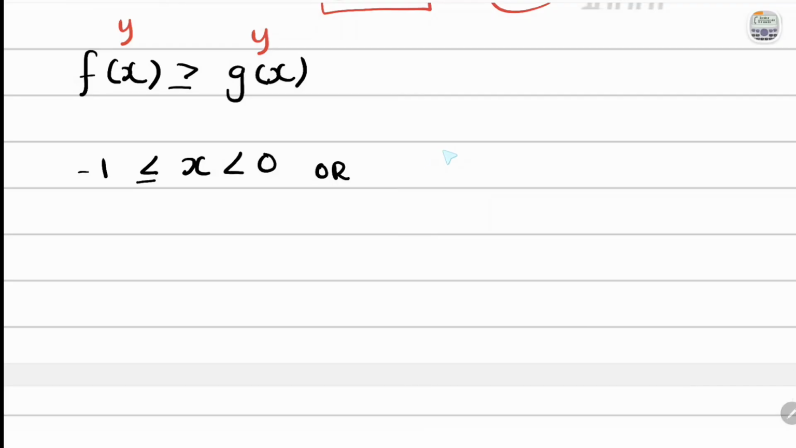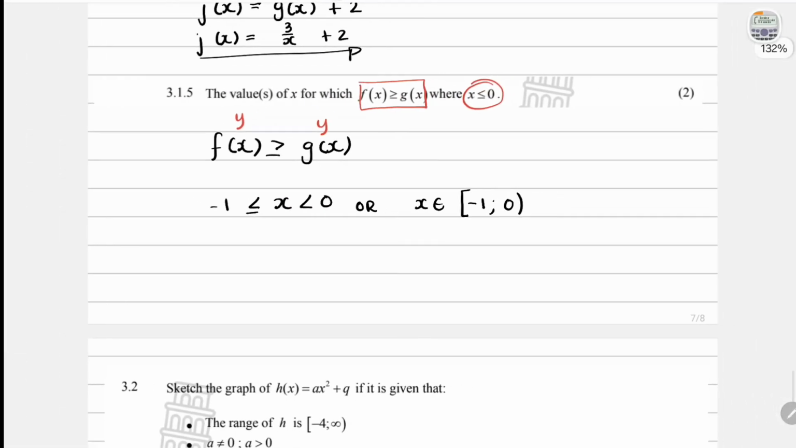You can also write it as interval notation. So that would be where x is an element of, and you know that you're going from -1 to 0. But here we have greater than or equal to 0. So you would use a square bracket because the value -1 is included in the solution. But for 0, you use a round bracket because the actual value of 0 is not included in the solution. That's why it's just less than 0, not equal to 0. Okay, so that's our answer.